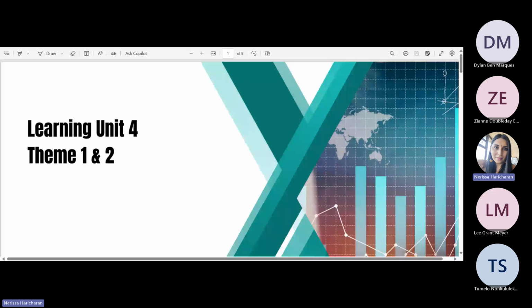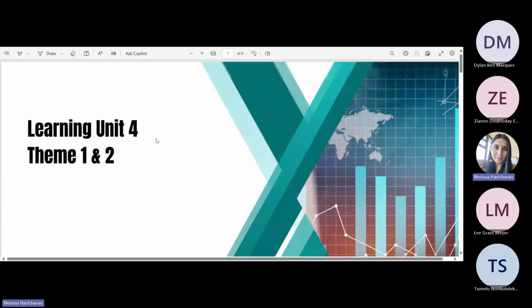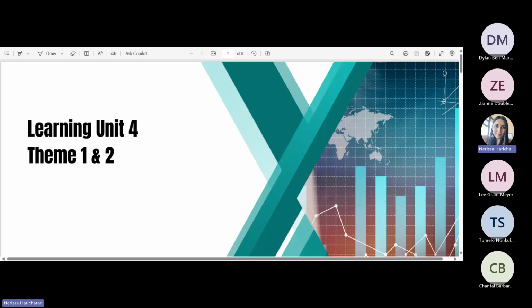Okay. So today, as I mentioned, we're going to be going over Learning Unit 4, Theme 1, Theme 2, where the focus is predominantly around forecasting. Forecasting over the last, I would say, 3 semesters, with this specific module has come out in an assignment and also in an examination. I do know forecasting is part of your assignment. I think it's your essay question, if I'm not mistaken.